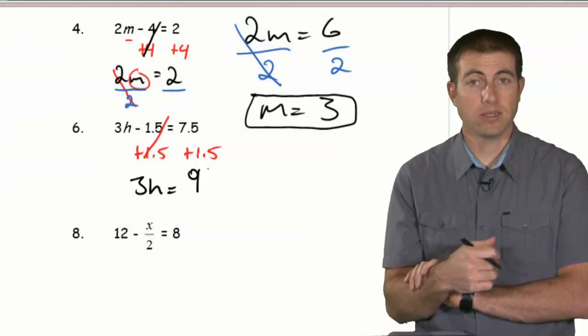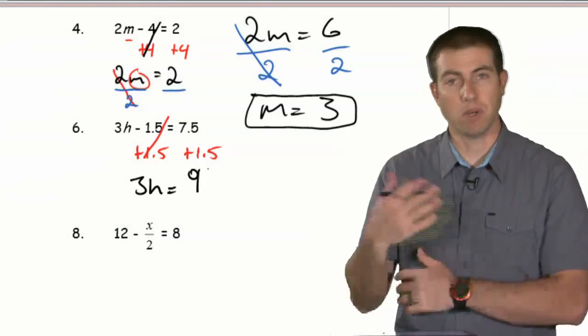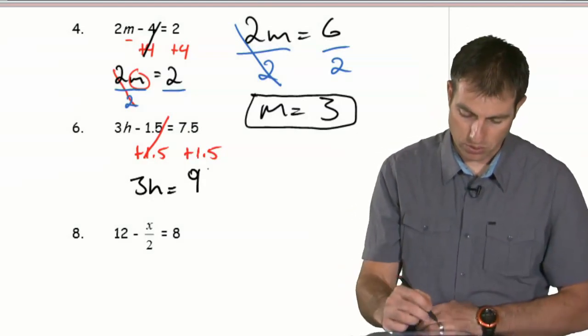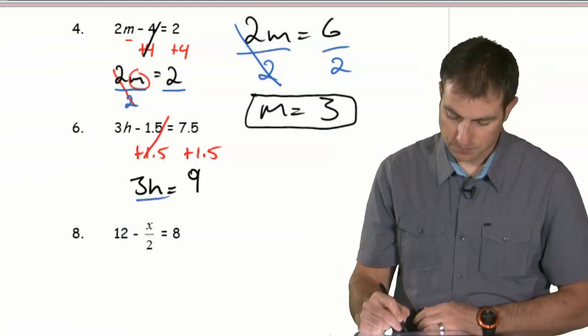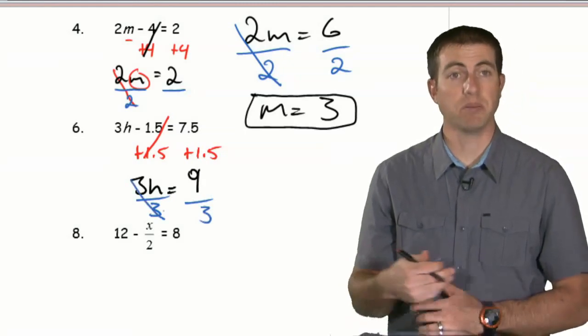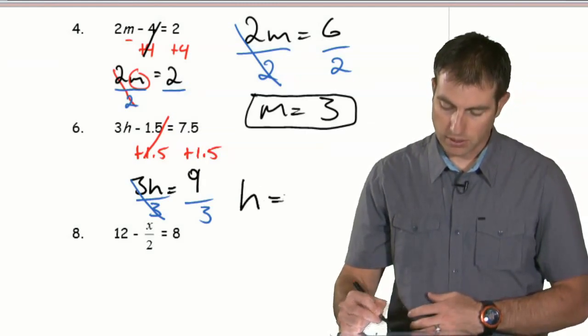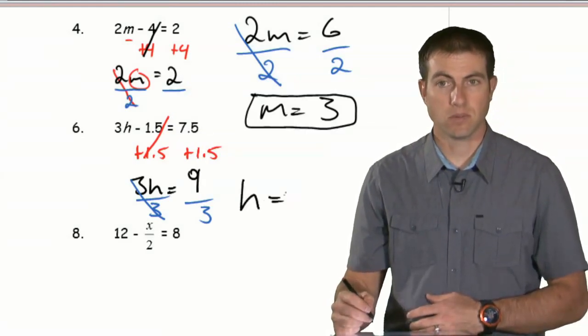And at this point, I'm multiplying my variable h by 3, so the opposite of multiplying is going to be dividing. So I'm going to divide both sides by 3. My 3's are going to divide out to give me just 1, which is going to leave me with an h. And 9 over 3 should be 3.